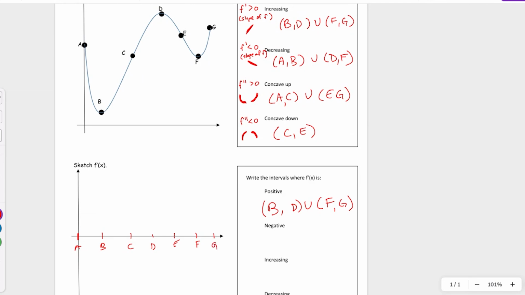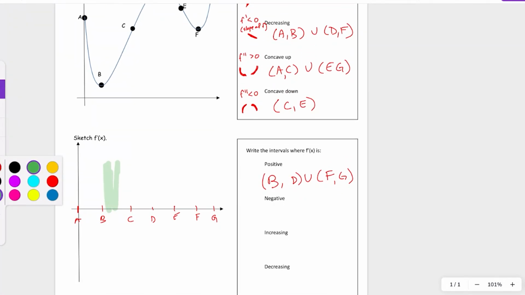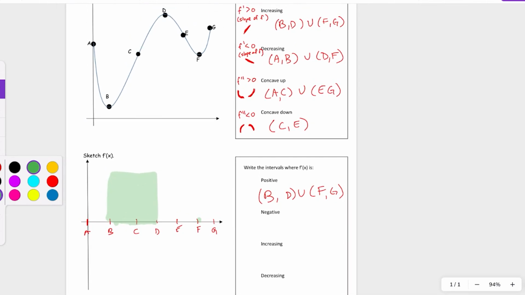So if F is increasing between B and D, for instance, then that means the graph of F prime needs to be above the x-axis. It's going to be somewhere up here, because F prime is positive in this interval. So the graph's going to be somewhere up there. We'll sketch it out at the end, but I just want to show you the region where we should expect the graph to be. We should also expect that F prime is positive in between F and G, because the slope of F was positive there. So the graph's also going to be somewhere in this region.